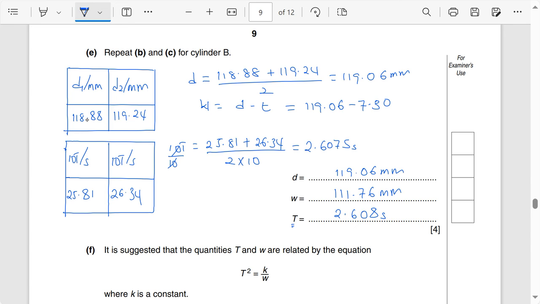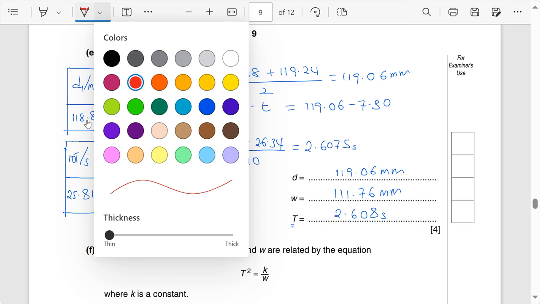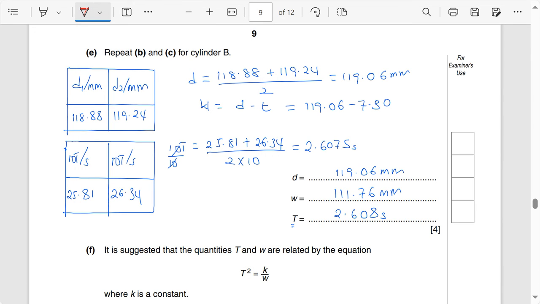Now this one will give my student 4 marks. I'm very certain. Taking a repeated measurement for D will give you 2 marks. Taking repeated measurements for T would give the student another mark. Of course, subtracting will not give any other mark. Okay.